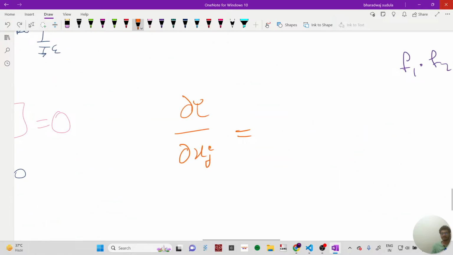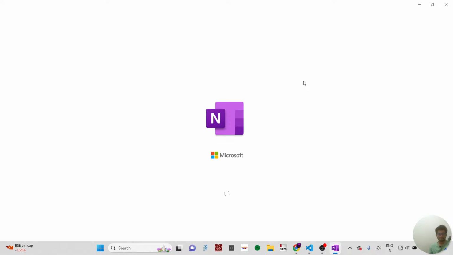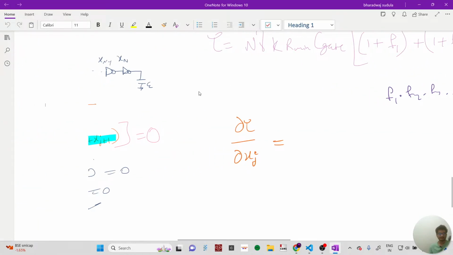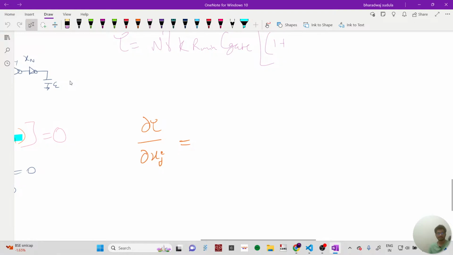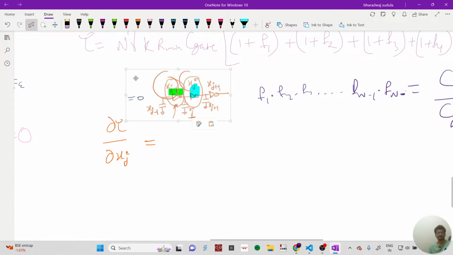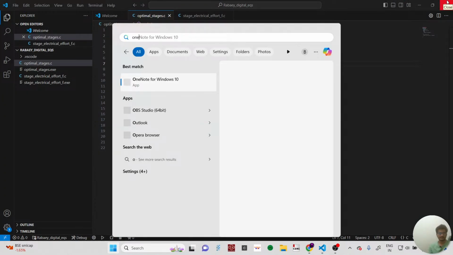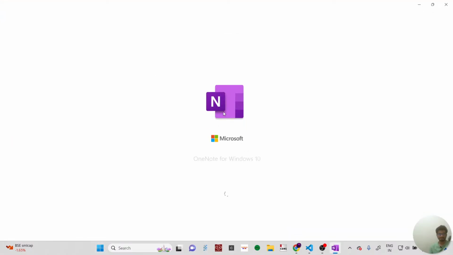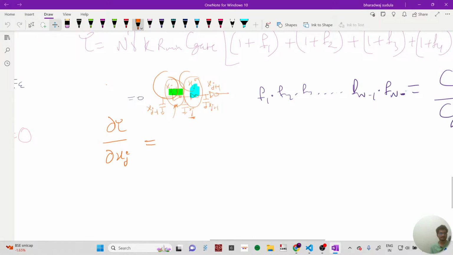Okay, there is some issue with one node. Okay, so maybe you can just copy this, paste it here for reference, change the color, and okay, so I have a reference.